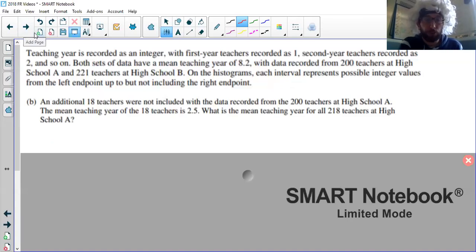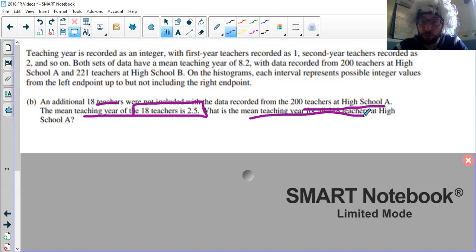So teaching years recorded as an integer, we know that, all that stuff, right? Both data sets have a mean of 8.2. Sample size of 200 for A, 221 for B. So this says an additional 18 teachers were not included with the data from the 200 teachers at high school A. The mean of the 18 is 2.5. What's the mean for all 218 at high school A? You know, it'd be helpful if I didn't cross out the whole question.